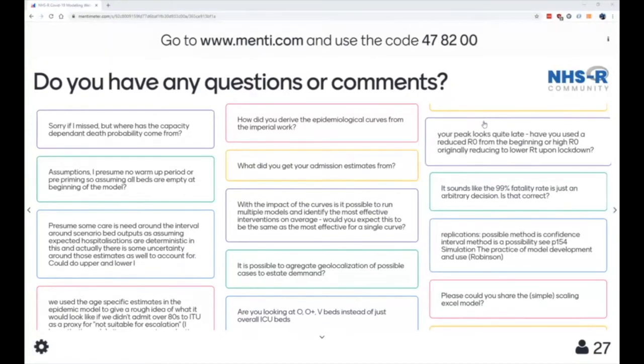Great, thanks. So your peak looks quite late. Have you used a reduced R0 from the beginning, or a high R0 originally, reducing to a lower one upon lockdown?